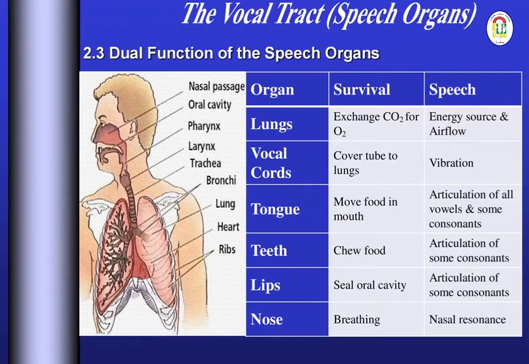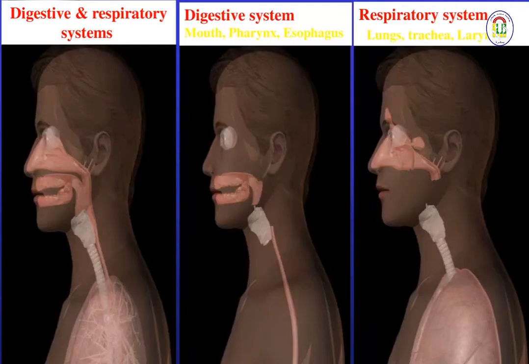The teeth are used for chewing food; in speech, they articulate some consonants like th. The lips are used for sealing the oral cavity and closing the mouth to prevent anything from falling out; in speech, they articulate some consonants like p and b, m and w. The nose is used for breathing; in speech, it is used for nasal resonance. In the human body, we have two systems that contribute to the production of speech: the digestive system and the respiratory system.